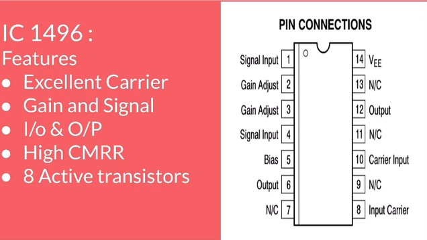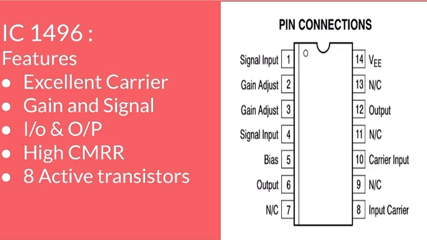Next we have the topic called IC 1496. The 1496 is also called a balanced modulator or demodulator. These ICs were designed for use where the output voltage is a product of an input voltage signal and a switching function, that means a carrier. Typical applications include suppressed carrier and amplitude modulation, synchronous detection, as well as FM detection, phase detection and chopper applications.